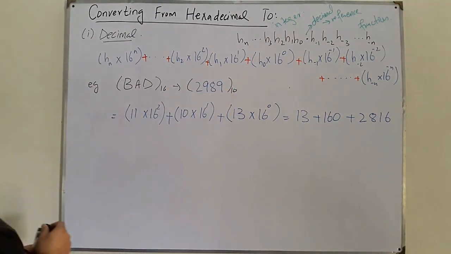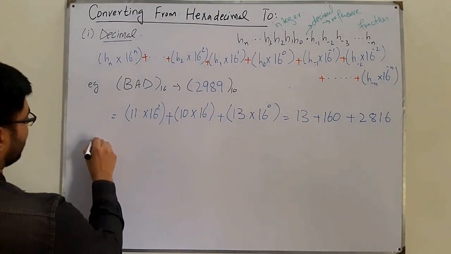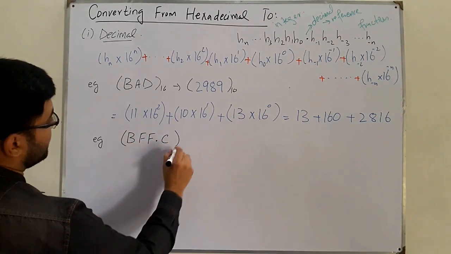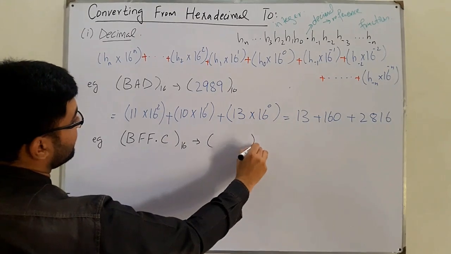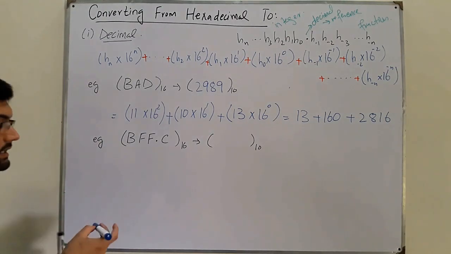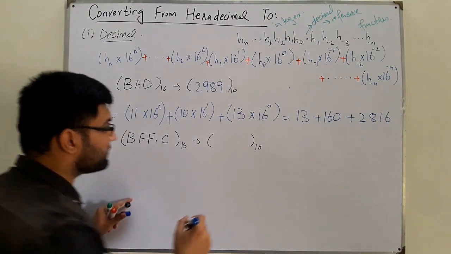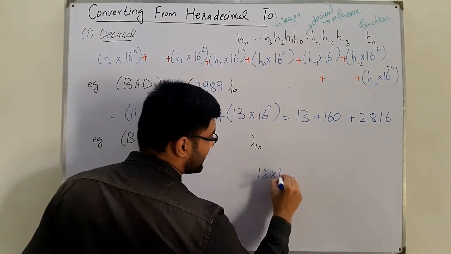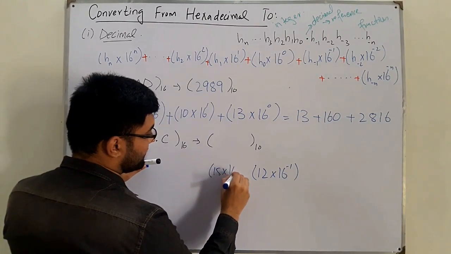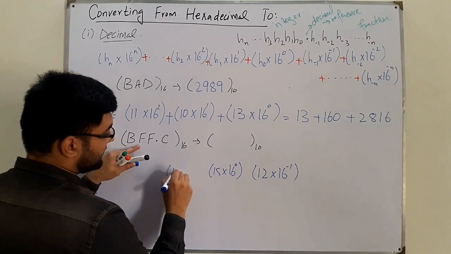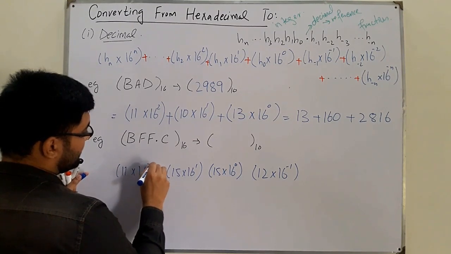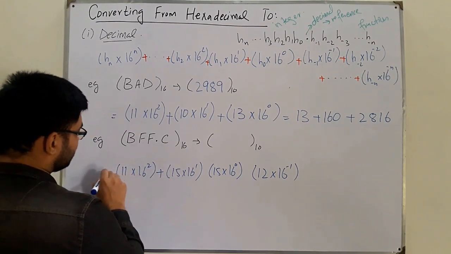Let's have another example. It's given BFF point C. This is in base 16, we need it in base 10. So what do you do? The decimal point is the reference. To the right you have a negative weight. So C, and C is 12. So 12 is multiplied to 16 to the power negative 1, okay? F is 15, and 15 into 16 power 0. Again F, so 15 into 16 power 1. And then we have a B, which is 11 into 16 to the power 2. And you add all of them.